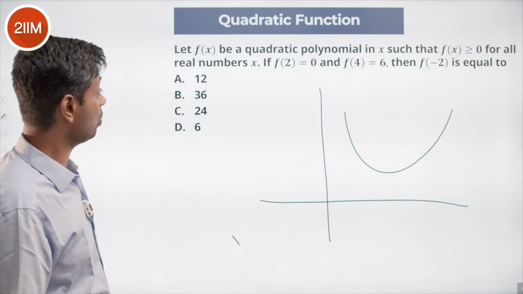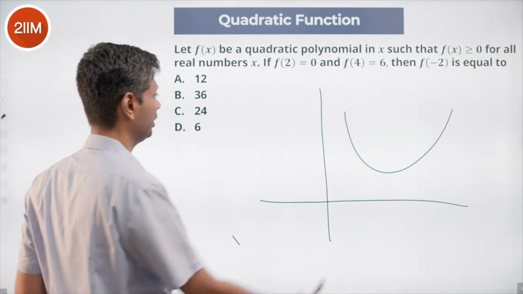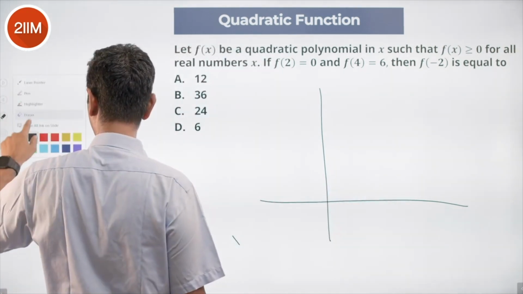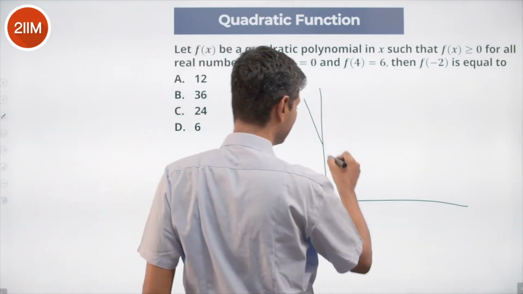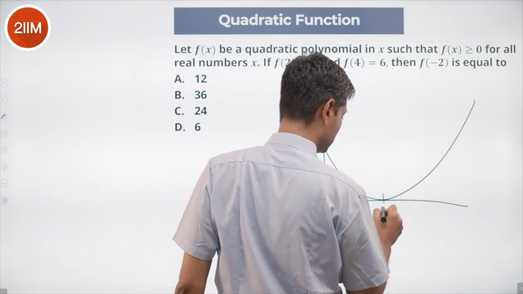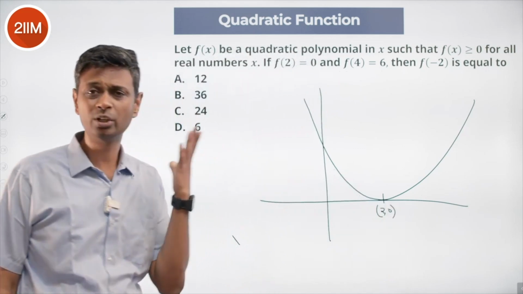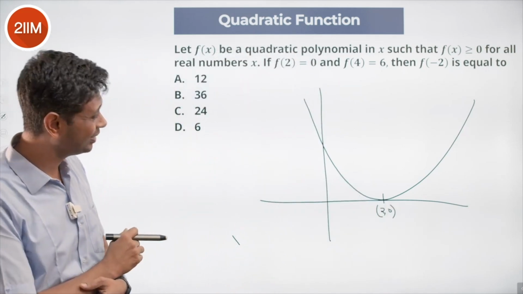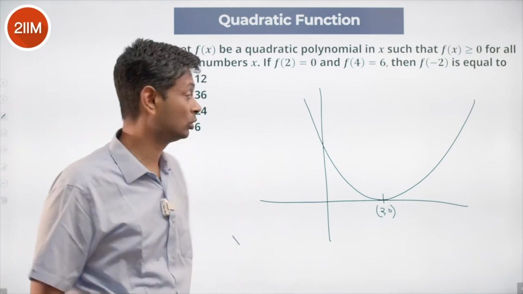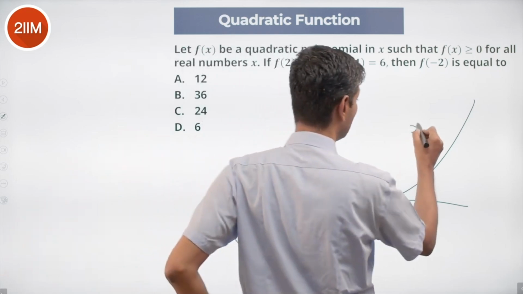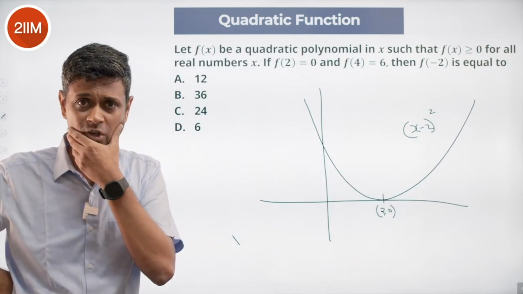f of 2 equal to 0. Okay, f of 2 is equal to 0 and f of 4 is equal to 6. So f of 2 is equal to 0. What does that mean? I remove this, and I say, okay, this is not flying above the x-axis. It is touching the x-axis. At 2, it goes to 0. Or this has two roots, both at 2. This touches at 2. Or this is of the form x minus 2 whole square. It's a curve x minus 2 whole square.